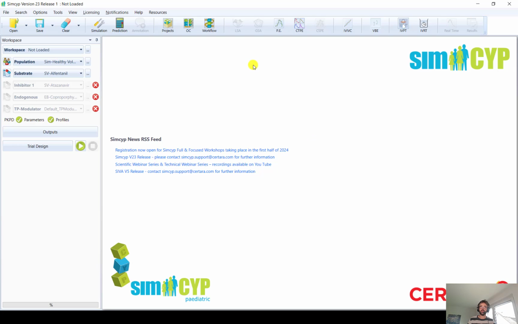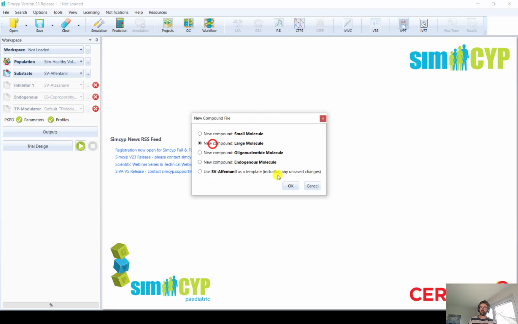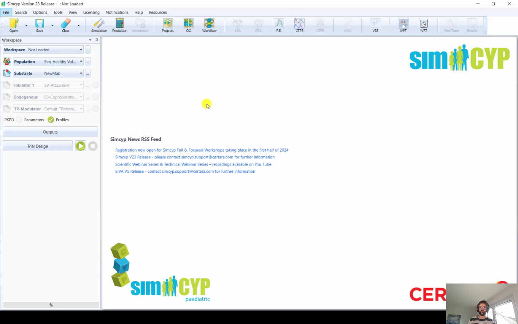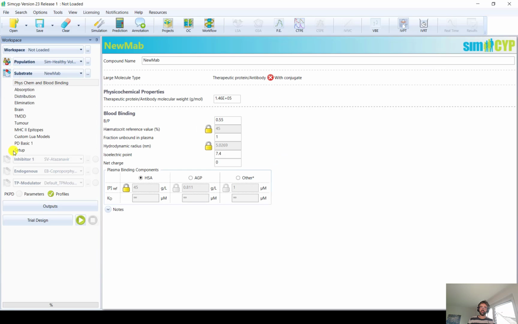When we are in the simulator, we can click on File, New Compound, and select a large molecule. We will have to enter a name like new mAb, for instance. Save this drug file. And now we can go into the substrate disposition. What you will see is that, similar to small molecule drugs, if you're familiar with those, we're following the ADME scheme, defining first the physchem properties and then going over distribution to the drug elimination. What we will see is that our entered name is available on all the different screens, and we can also change the compound name in here.